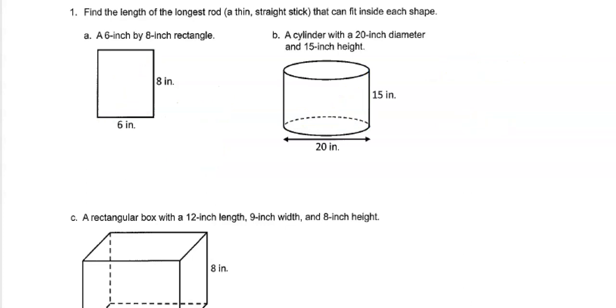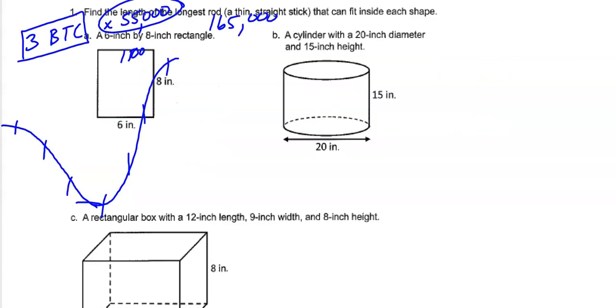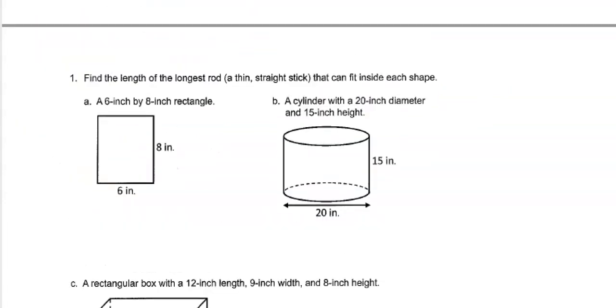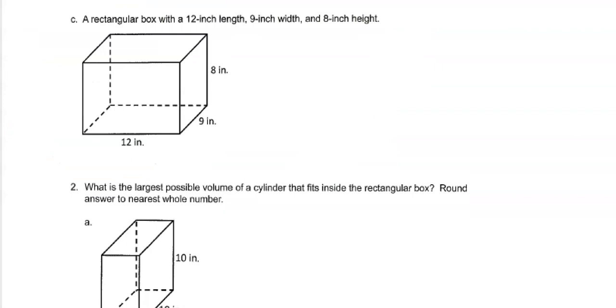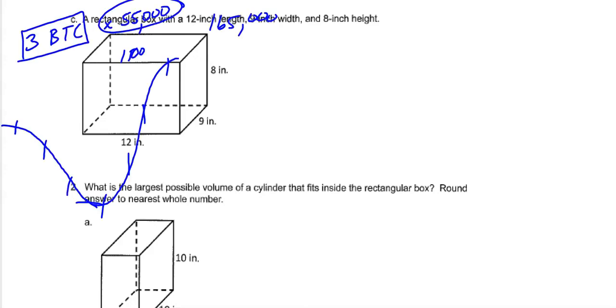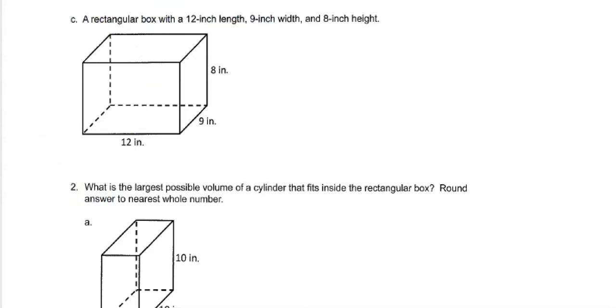All right, part C. Let's scroll this up here. It says a rectangular box with a 12-inch length, 9-inch width, 8-inch height. So we're trying to find the longest dowel or rod that can go through there. I'm going to go from the front bottom right corner to the top back left. So I'm going to try to do that piece.